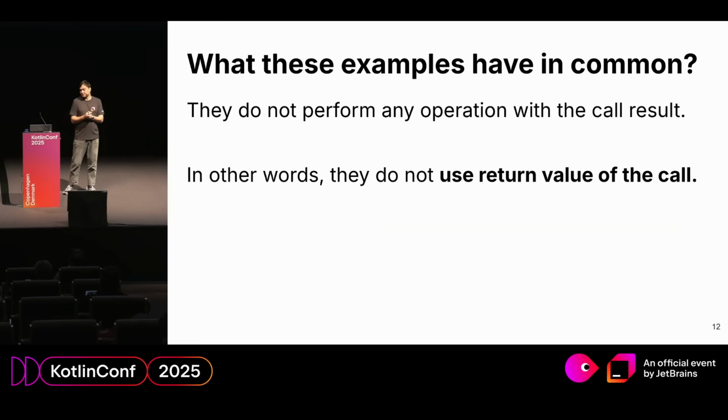So what do these examples have in common? They do not perform any operation with the call result, whether it is a plus operator, an equals operator, or a sort function call. All of these mistakes have the same root cause. The author of the code didn't use the return value of the call. So the resulting string or boolean was simply forgotten and thrown away.